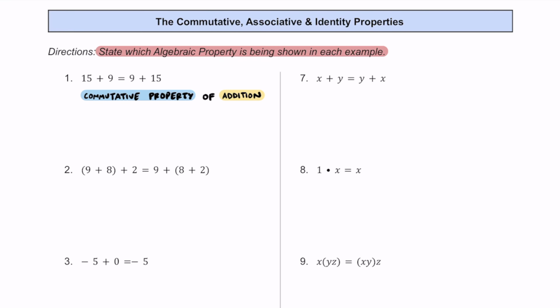For number 2, we have the quantity of 9 plus 8, plus 2 afterwards, and that's equal to 9 plus the quantity of 8 plus 2. Notice in this practice problem that we have the grouping around the 9 and 8 first, and then we have the grouping around the 8 and 2. So the grouping changed. Now, while the grouping changed, notice how the order of the numbers didn't change at all. If the order changed, it would have been commutative property as well, but just because the grouping changed, we'll say here that this represents the associative property of addition.